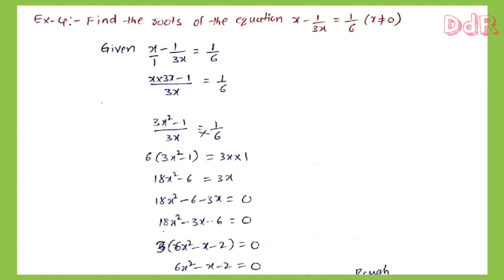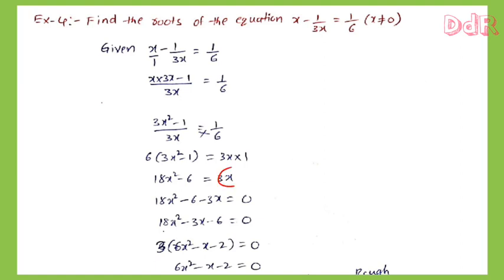So then x into 3x minus 1 divided by 3x equals 1 by 6. So x into 3x is 3x square, minus 1, divided by 3x equals 1 by 6. Now do cross multiplication. So 6 into bracket of 3x square minus 1 equals 3x into 1. See here I am doing cross multiplication. So 6 into 3x square is 18x square, 6 into minus 1 is minus 6, 3x into 1 is 3x.